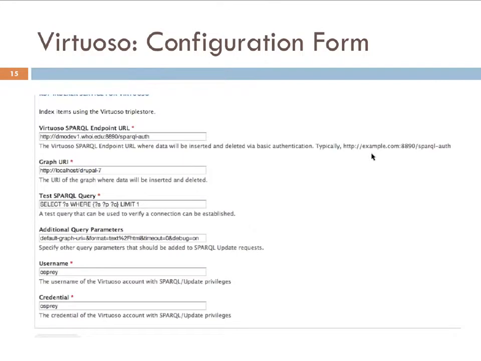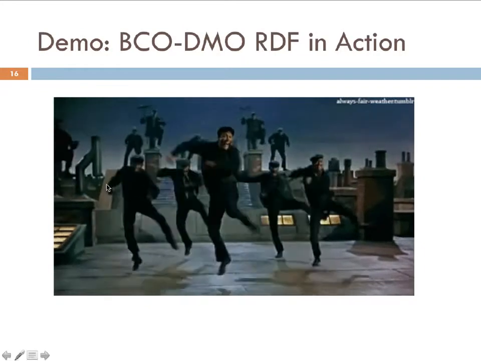So this configuration form, before we got into a demo, I just wanted to show you real quickly what it looks like. So this is where I'm going to specify that SPARQL-off path. Okay, and then a specific graph URI that this Drupal Search API service is going to write data to. And then I guess the other relevant fields here are the username and credential down below, which helps me with the digest authentication. So without further ado, let's get into a demo here.